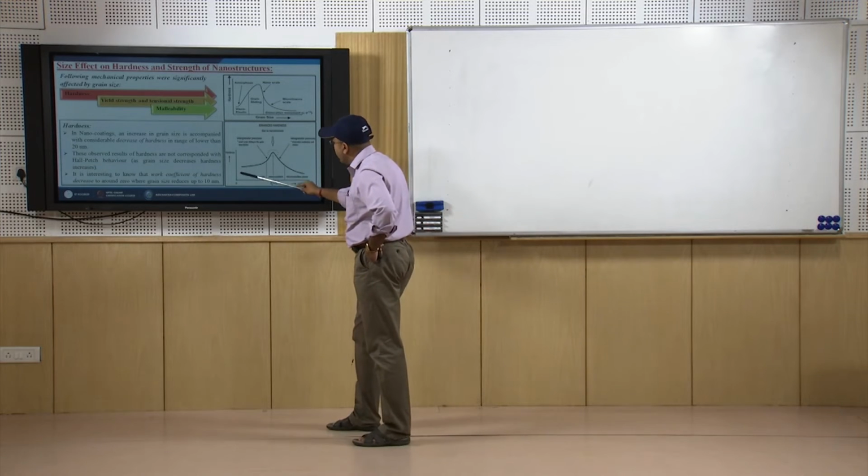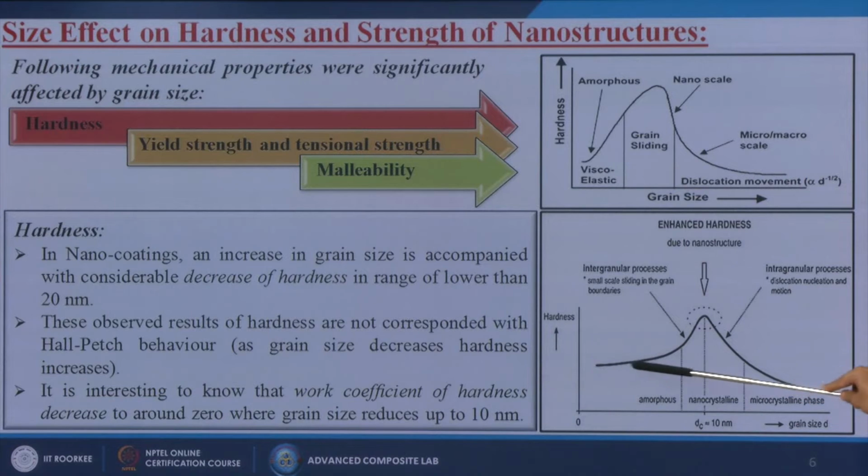So here also the same thing. When we are in the amorphous regions, the hardness is moderate, but when we go to the nanocrystalline regions, the hardness increases tremendously. That is due to intergranular processes, small scale sliding in the grain boundaries, and the enhanced hardness occurring due to the nanostructure in that zone. Then the intergranular process starts, that means dislocation nucleation and motion take place. That is why when the size goes from nano to micro, automatically the hardness is reduced.